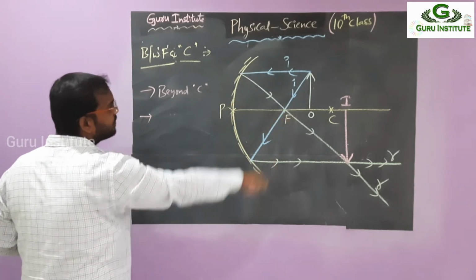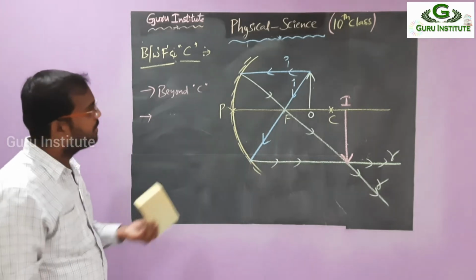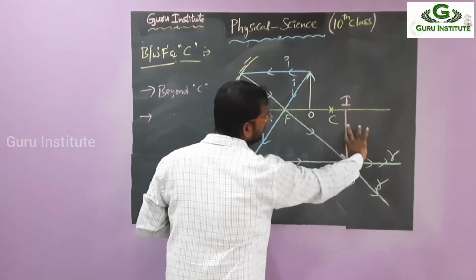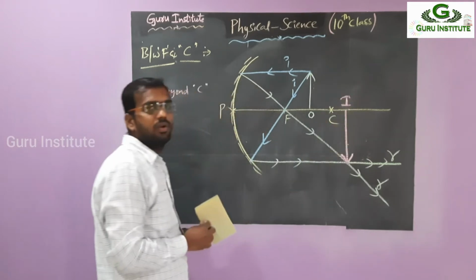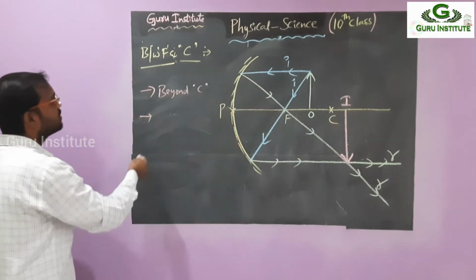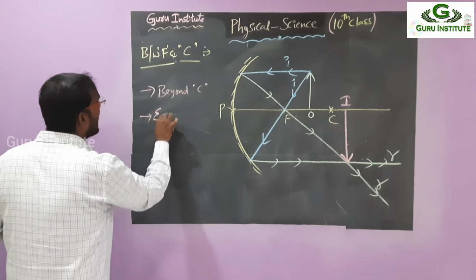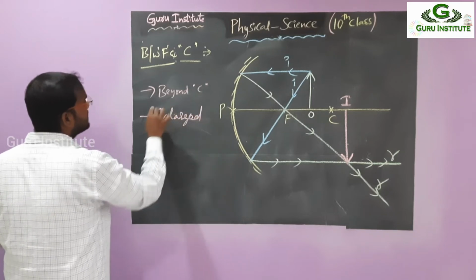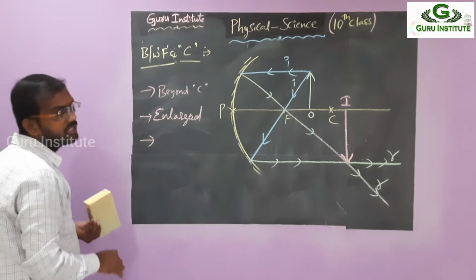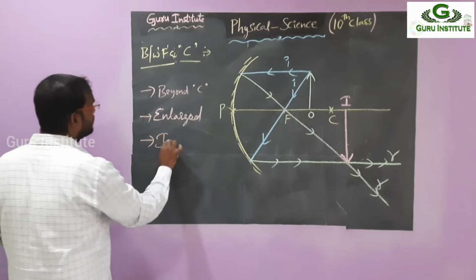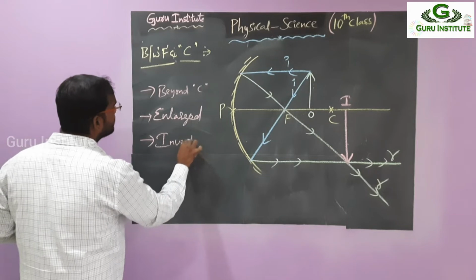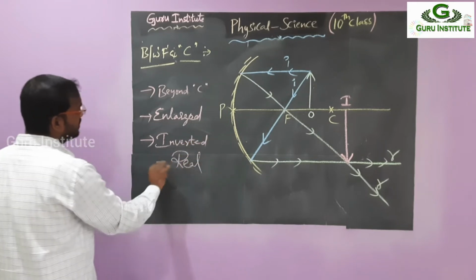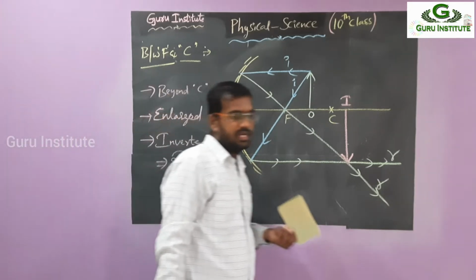So beyond C. Then the image size compared to the object, image size is what? This is this much, but this is so much more, right? By simply seeing, the size is more, so that's why it is an enlarged image. Enlarged image. And is it an inverted one or an erect one? It's an inverted one. So inverted, that's why this picture is a real image. Real image. Only 3 points.